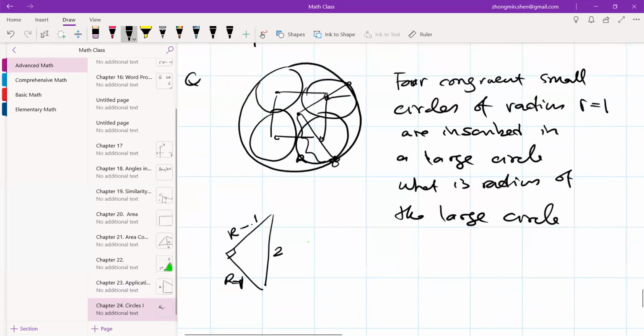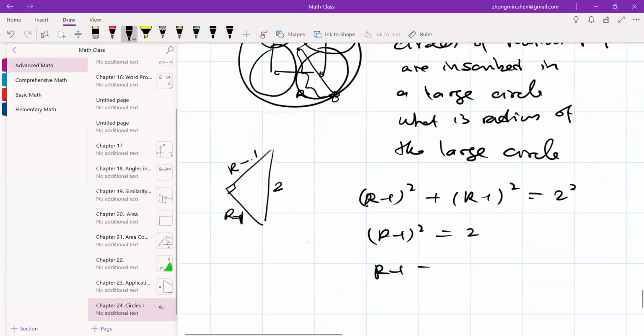Okay, so you can apply the Pythagorean theorem, or you can just write: this side, r minus 1 squared plus r minus 1 squared equals 2 squared, right? So r minus 1 squared equals 2. Then you take the square root, and r equals 1 plus square root 2. Okay, it's about 2.4.